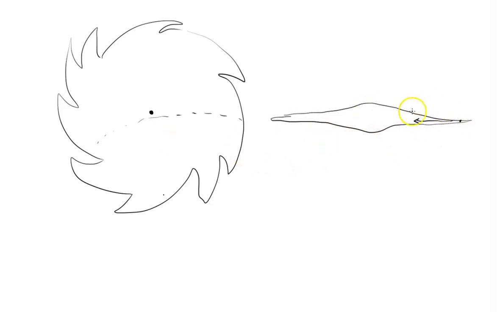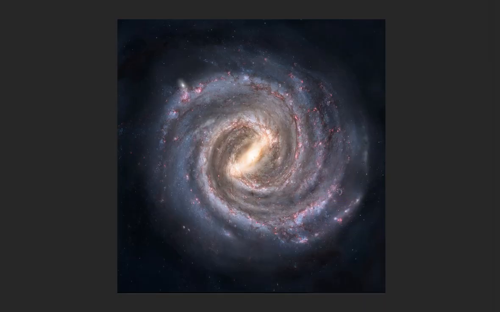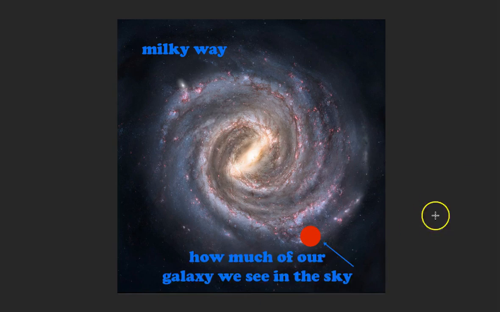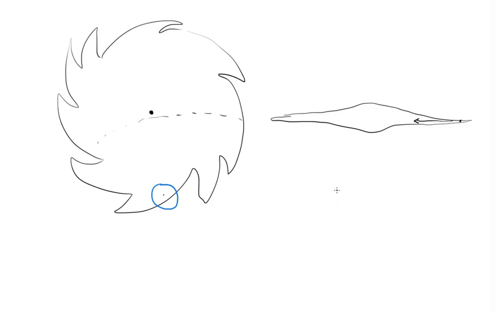Now, what's interesting about this is that when we look into the sky and see all the stars that you can see, let me just draw it here. This is how much of the galaxy you're seeing. That's everything we see with our eyes. This is the Milky Way, and right there, that is us. And this little dot is how much of our galaxy we see in the sky. We don't even see close to a hundredth of the entire Milky Way.